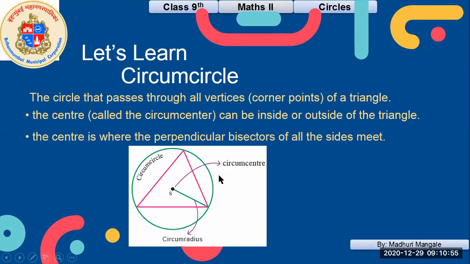Before we do the construction, let us look at what is exactly happening when we say that the center lies outside the triangle and inside the triangle. Exactly what is happening? So let us look at two or three examples.